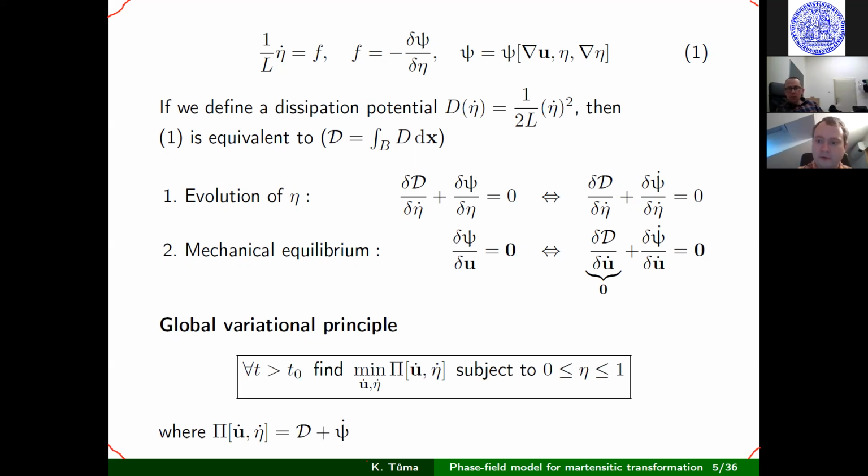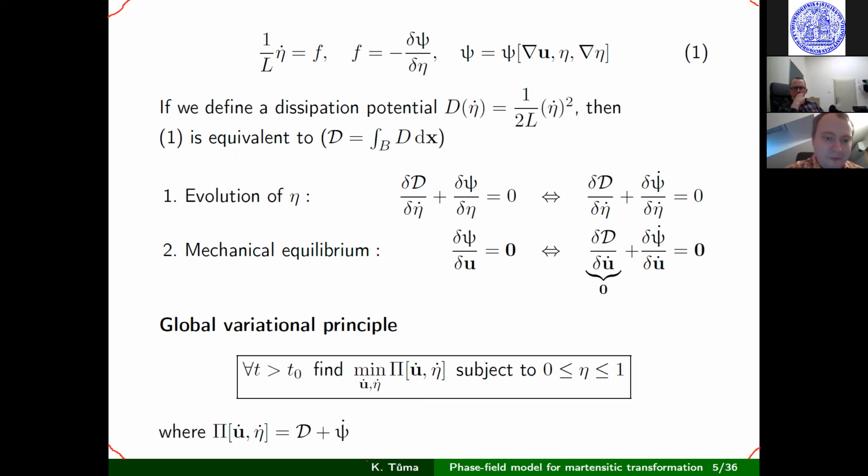and these two equations are nothing else than the necessary conditions for finding a minimum of the functional Pi, which is a sum of the dissipation potential plus the time derivative of the free energy. And the minimization is with respect to the rates u dot and eta dot. So it is not minimization with respect to u and eta, but with respect to u dot and eta dot.